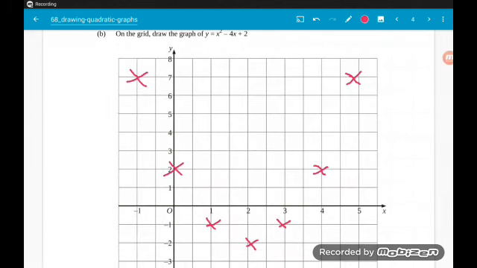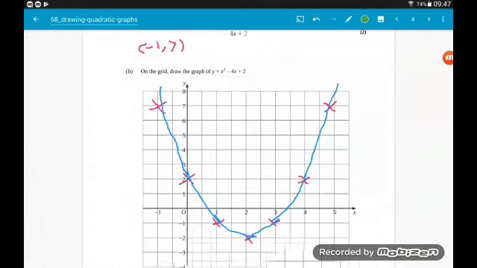Okay, so those are our points plotted. Join that up with a freehand line and you will get something that looks like this. Okay, so there's our handsome looking graph. My drawing isn't getting any better, but it will look something like that.